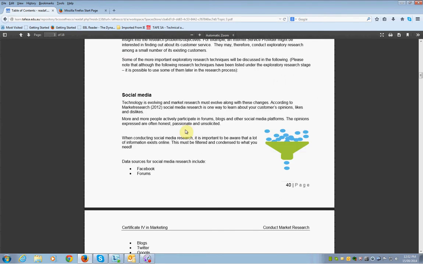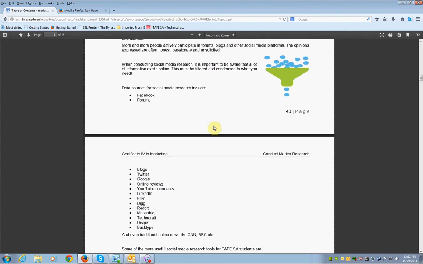And social media is absolutely fantastic because people often tell the truth when they write things on social media. If they are frustrated about something, they'll write it on social media, and they'll tell you what they think. So you can learn a lot from social media research. If people love something, they are likely to talk about that on social media as well. So through social media research, you can find out what works and what doesn't.